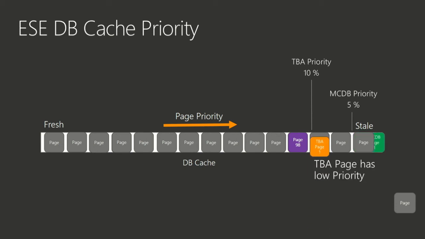So another page comes in. This time, this is the TBA page. He's also not very important, so he gets a low priority at 10%. So when he came in, he kicked out the MCDB page, even though the MCDB page just came in. And you see the purple page turns 99, and he's still at the same position in this queue. So he hasn't moved because he's important.